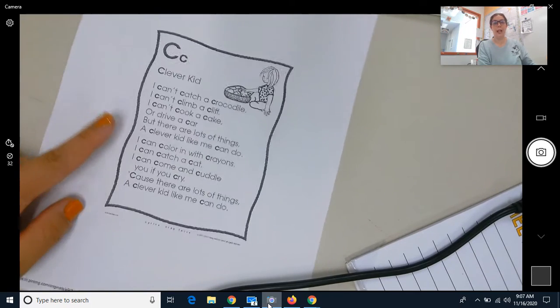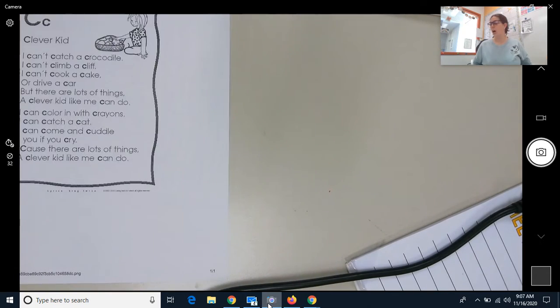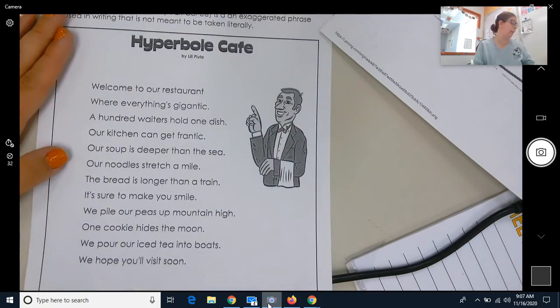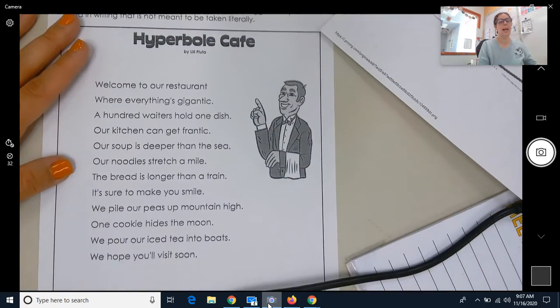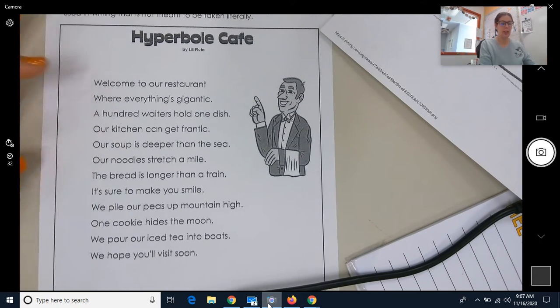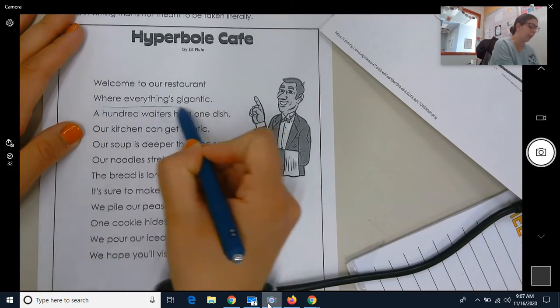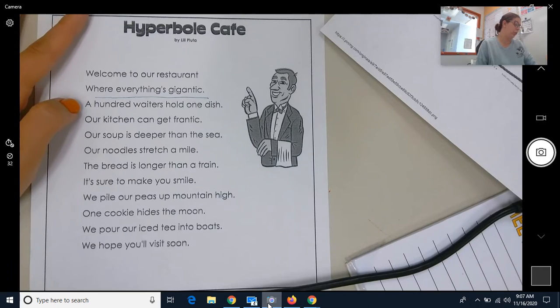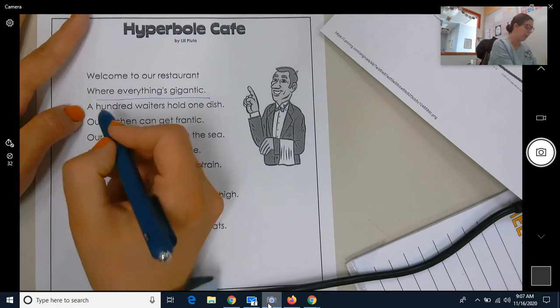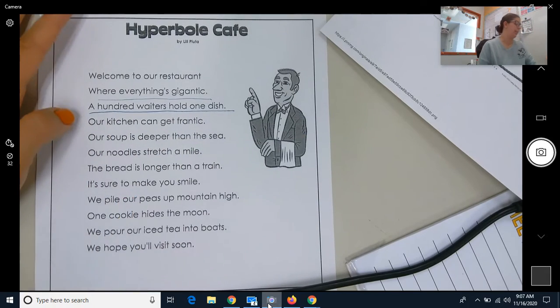We are going to be looking at poems this week, and you may notice that as something that is done to describe things. Okay? Our next one we're going to look at is hyperboles. This one's labeled Hyperbole Cafe. This is an exaggeration. It says, "Welcome to our restaurant where everything's gigantic." An exaggeration. Everything's gigantic. 100 waiters hold one dish. That's also an exaggeration. Not 100 waiters hold one dish normally.